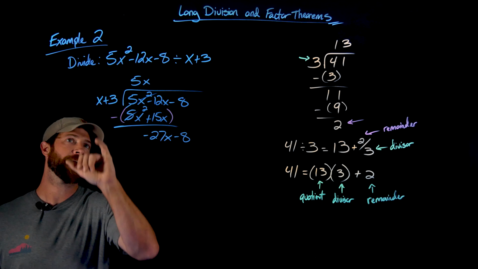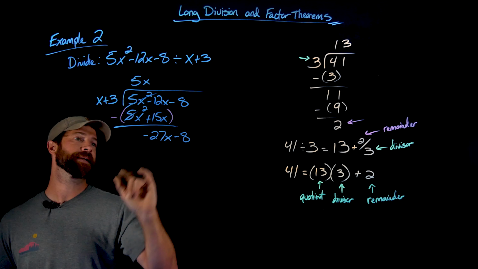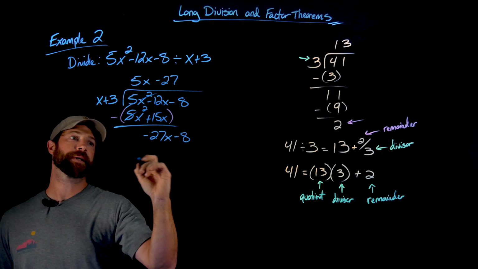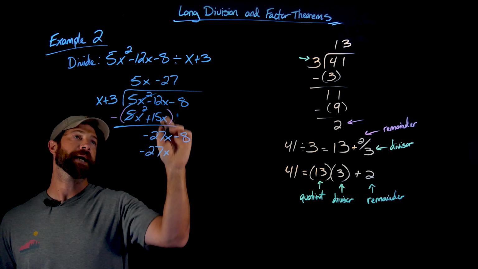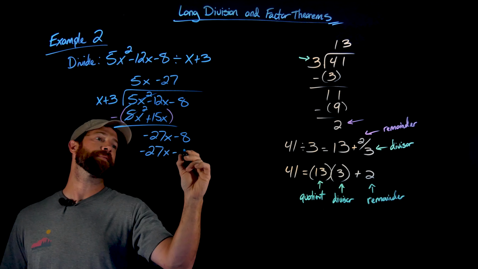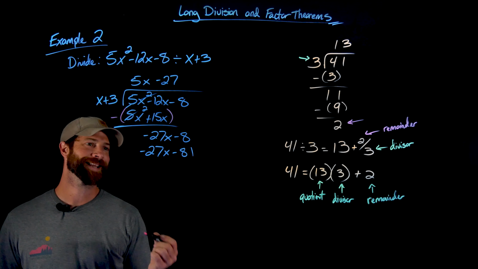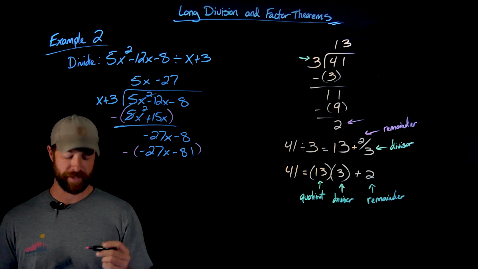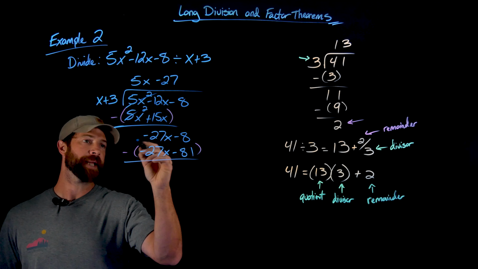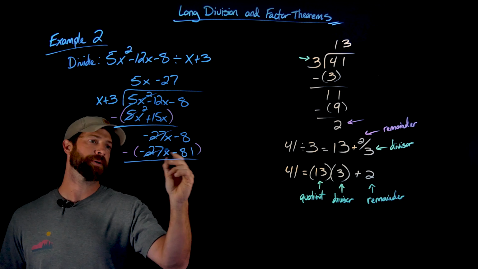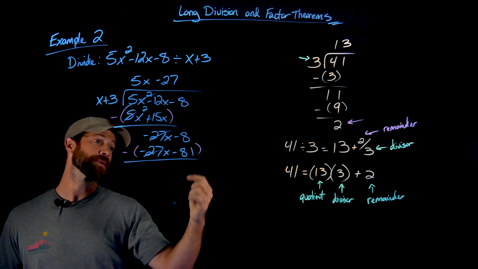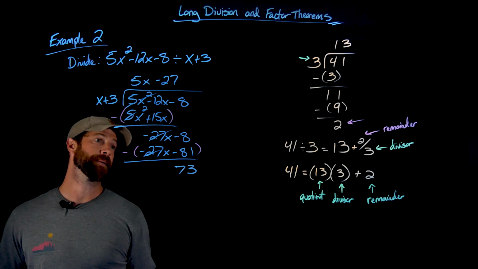The question is what do I multiply by x to get negative 27x? That seems pretty straightforward. Minus 27 to give me negative 27x. Negative 27 times 3 here is negative 81. Then I'm subtracting these from each other to find out how much is left over. It's pretty obvious that I'm not going to get a 0 here. So negative 27x plus 27x, those cancel. Now I have a negative 8 and a positive 81. Those add together to be 73.